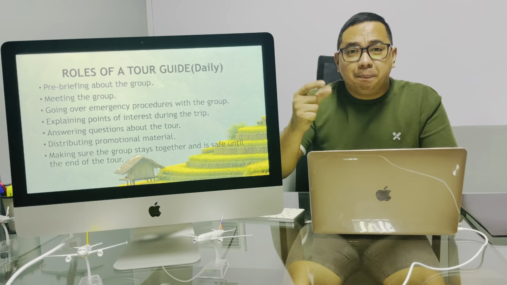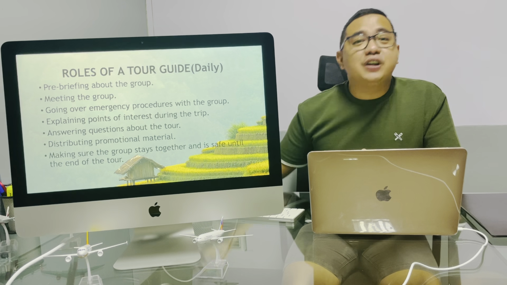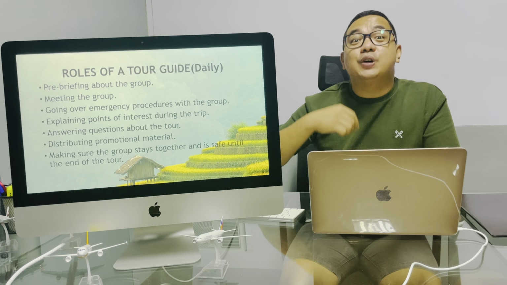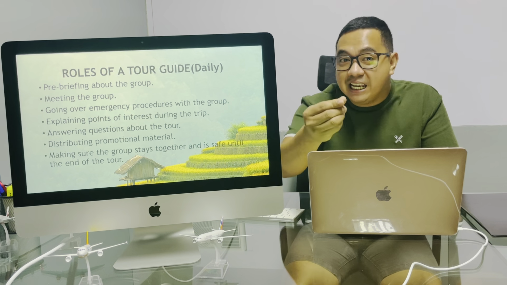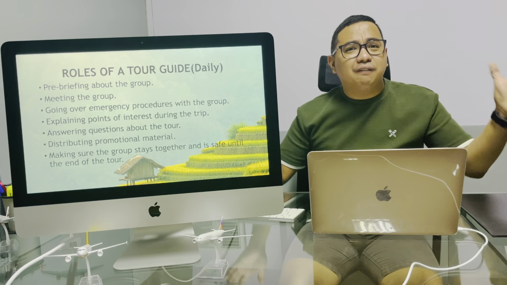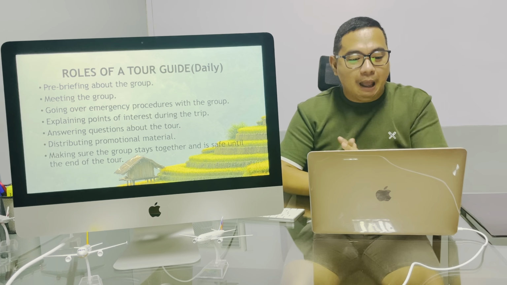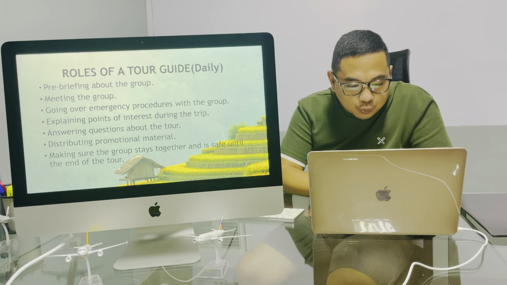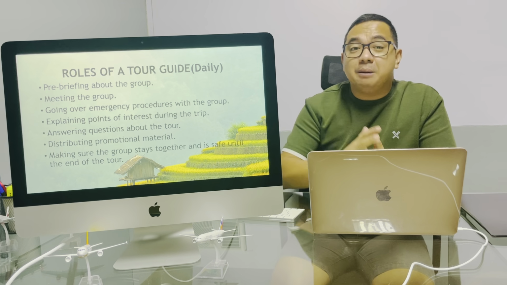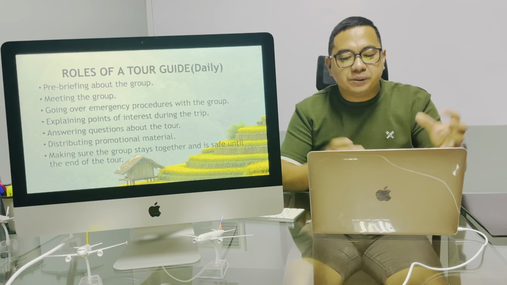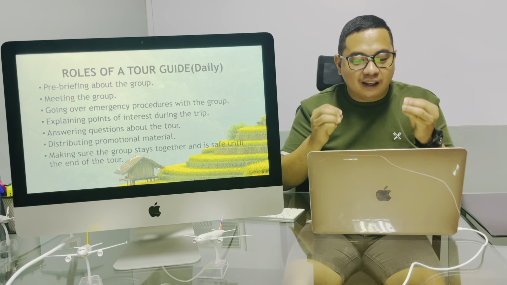Of course, for the guests, it's their first time to come to our place. So it is much better if you can explain to them what they see outside the window while going to the destination. That is what I am saying, answering questions about the tour, distributing promotional materials, and then making sure the group stays together and is safe until the end of the tour.